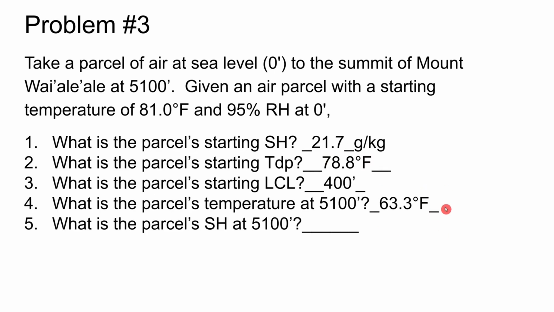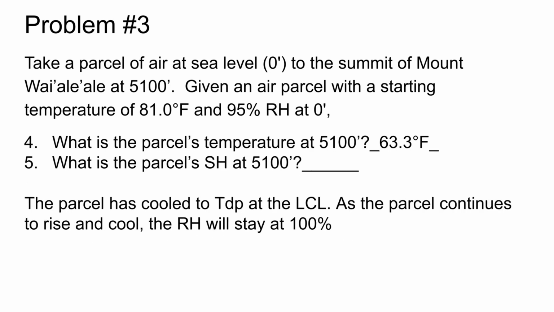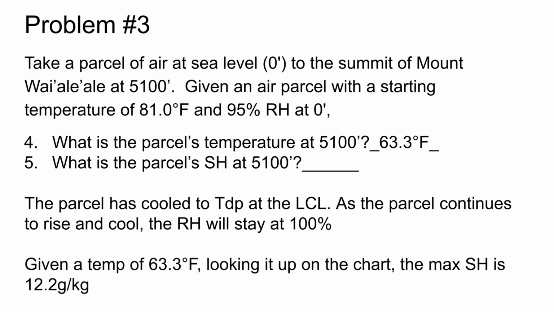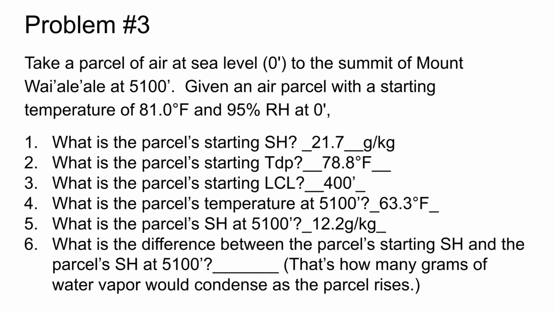Now that we know its new temperature, all we have to do is look it up on the max specific humidity sheet to find out what the parcel's specific humidity is at 5,100. The parcel has cooled to dew point temperature. As it rose and cooled, the relative humidity stays at 100%. Given a temperature of 63.3, the maximum specific humidity is 12.2, so the parcel's specific humidity is 12.2 grams.